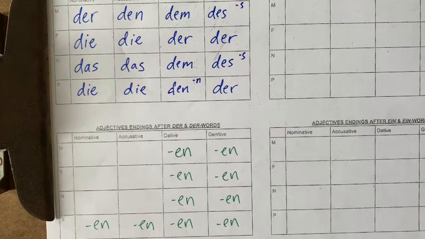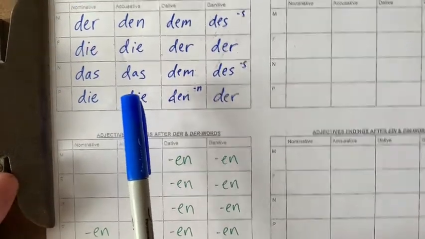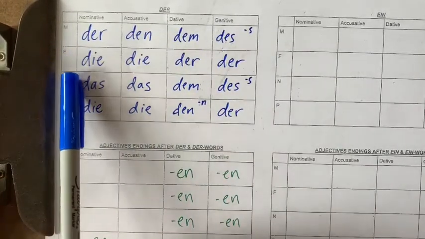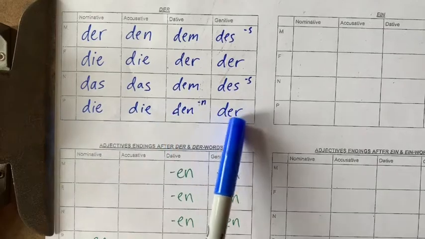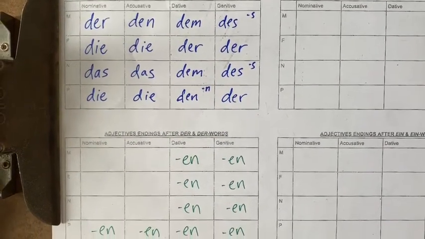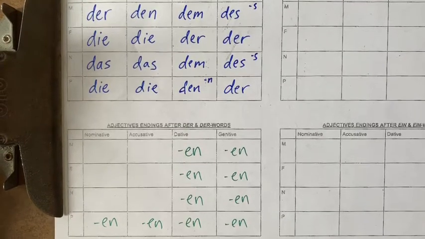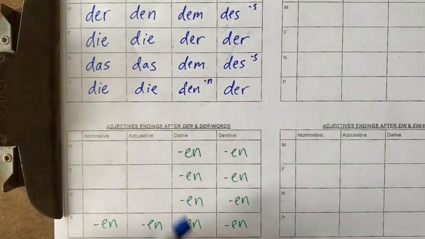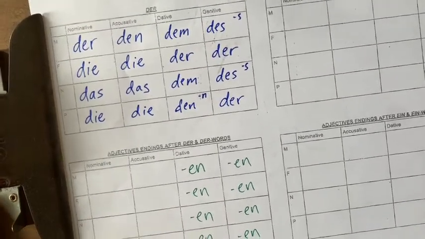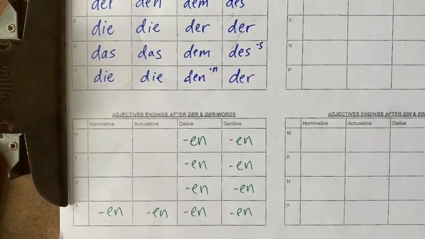So as you can see here, I have filled in all of our der words: nominative, accusative, dative, genitive, masculine, feminine, neuter, plural. We spent a lot of time learning these over the years, okay? And below, I have the corresponding adjective endings. Now, I always fill in the ENs first because I think it's really interesting to notice that for some of our scenarios, you don't have to think.